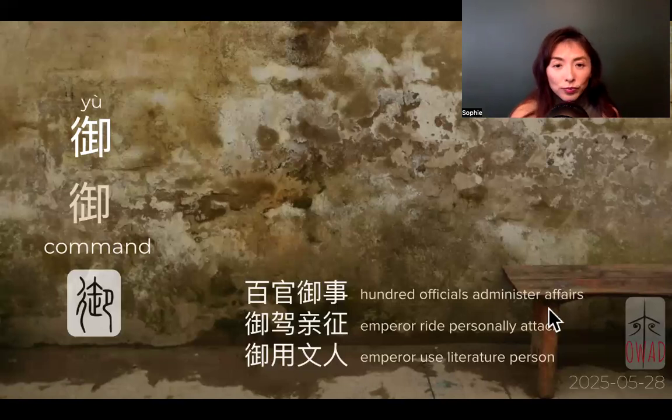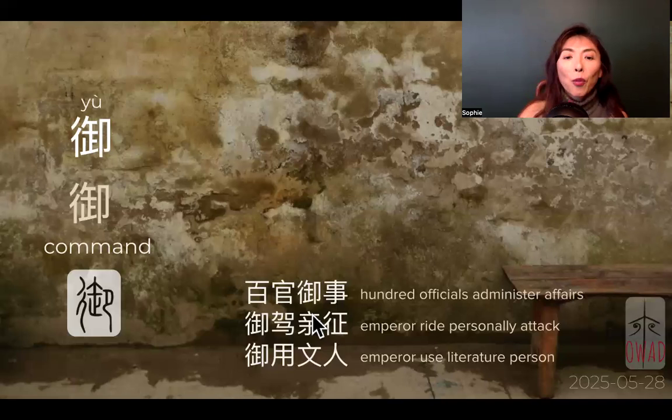And so you can see this yu from the ancient times, the highest commander of the country would be the emperor himself. So eventually this yu took on the connotation of being associated with the highest commander of the country. And then when we say yu, we know we're talking about the emperor now. Yu jia qing zheng talks about the emperor himself.